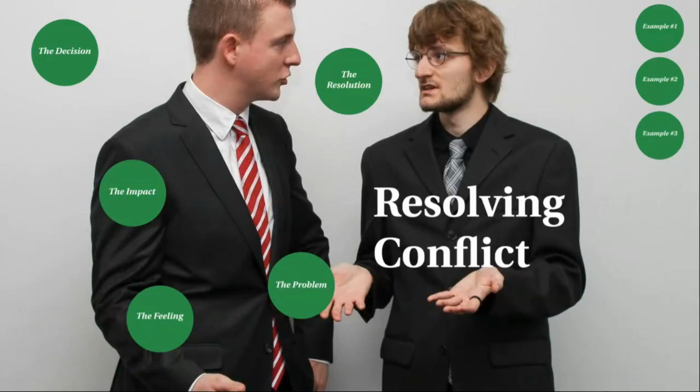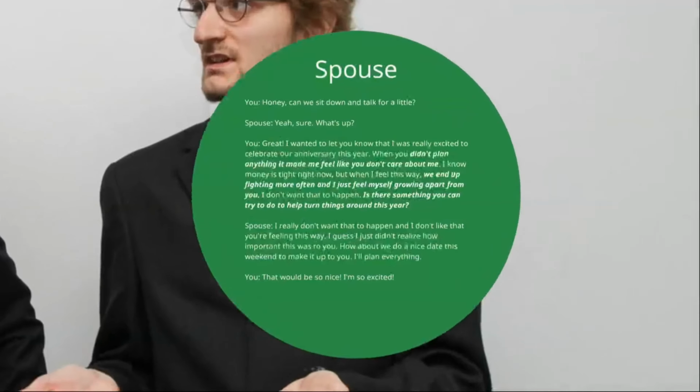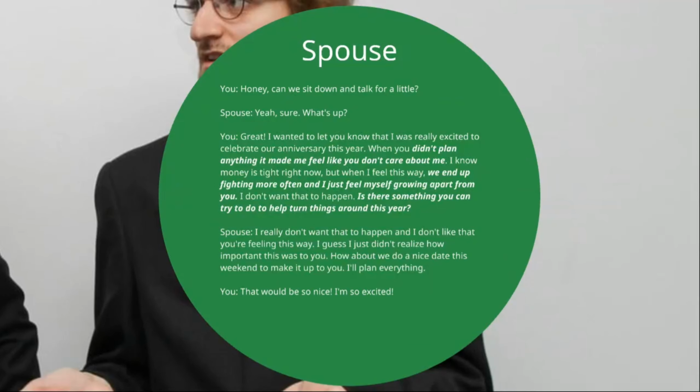And then finally, let's look at an example of what a conversation with your spouse could look like. So you might say, "Honey, can we sit down and talk for a minute?" And your spouse would say, "Yeah, sure. What's up?" And you could say, "Great. I wanted to let you know that I was really excited to celebrate our anniversary this year. When you didn't plan anything, it made me feel like you didn't care about me. I know money is tight right now, but when I feel this way, we end up fighting more often, and I just feel myself growing apart from you. I don't want that to happen. Is there something you can try to do to help turn things around this year?"